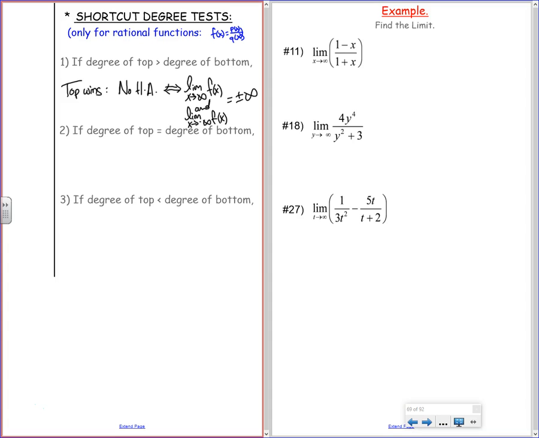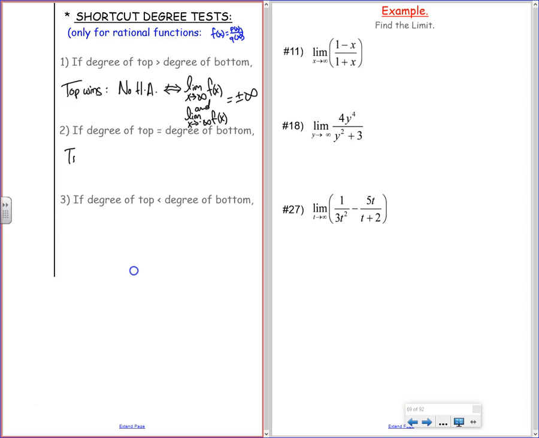Sometimes going to the right, it will go up. Sometimes going to the right, it will go down. Sometimes going to the left, it will go up. And sometimes going to the left, it will go down. But somehow, to the left and the right, it's going to positive or negative infinity. If the top wins, it's not being held back at all.